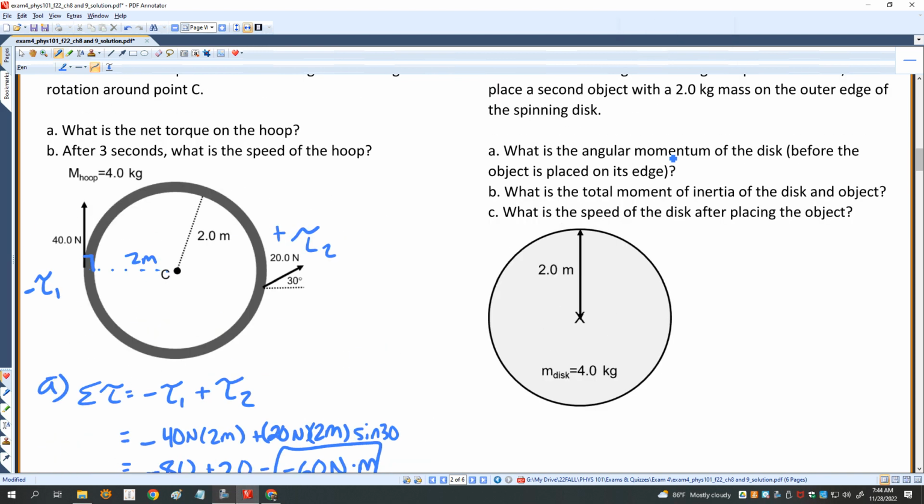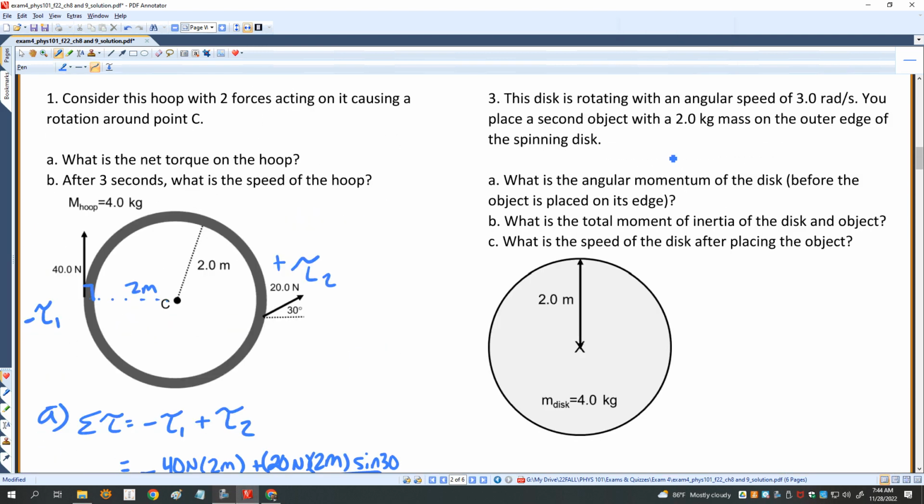Now number 3, I have a disk that's rotating with an angular speed, so omega is 3 radians per second. And then I have a second object with a 2 kilogram mass on the outer edge of the spinning disk. So I want to know first, what is the angular momentum of the disk? So for part A, well, before I find the angular momentum, I need to find the moment of inertia.